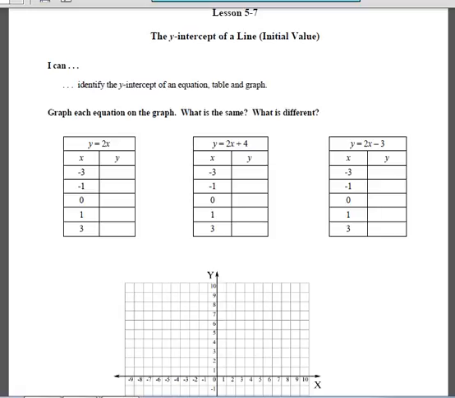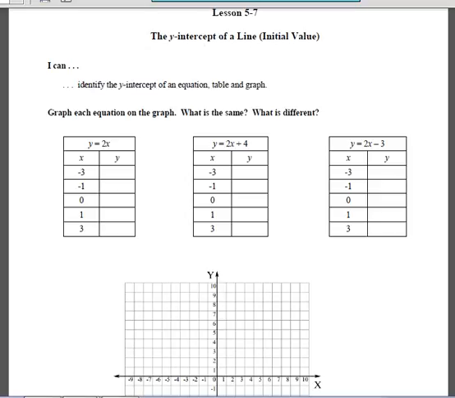Hello, welcome to the video lesson, or video notes for lesson 5-7. This begins on page 35 in your notes section in your binder. And this lesson is about the y-intercept of a line, initial value.